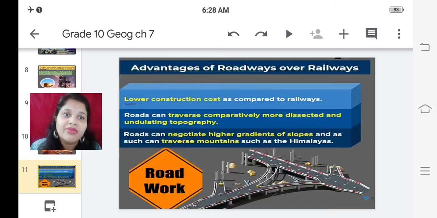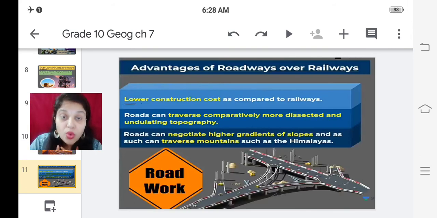Roads can traverse comparatively more dissected and undulating topography. Now this is very important to understand, otherwise you will just mug it up. Why are roads advantageous? Because they are comparatively more dissected, and they can run through undulating topography. Undulating topography means not stable, uneven. Topography means land area, any land area of our country.